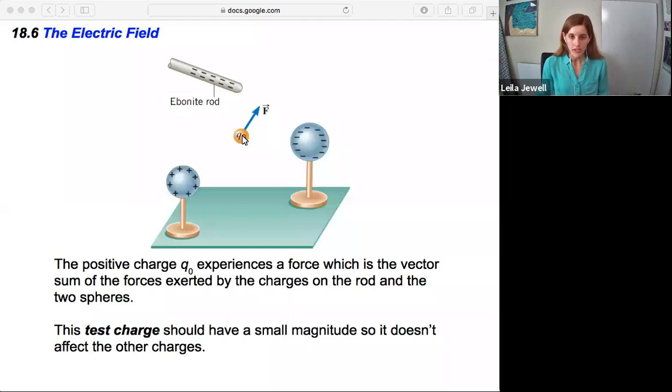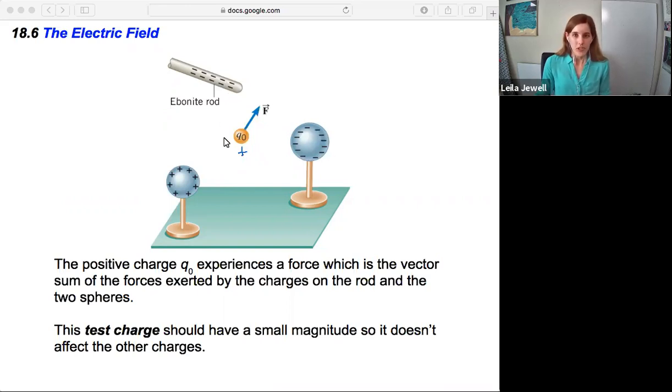So Q naught, because it's positive, which we could even draw a little positive sign on to help us remember that, would feel attracted to the rod, but also feel attracted to this ball on the right, but it would feel repelled from the positive ball. And so the sum of all of those would come out to the net force pointing somewhere up and to the right.